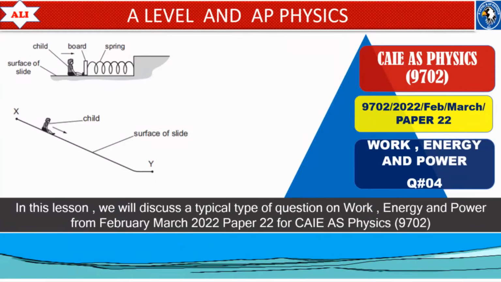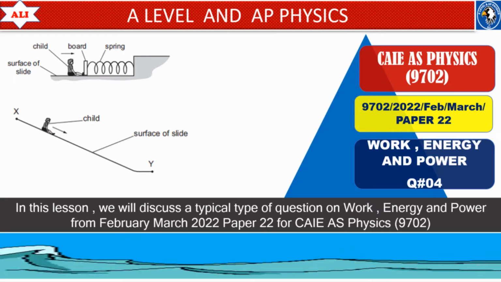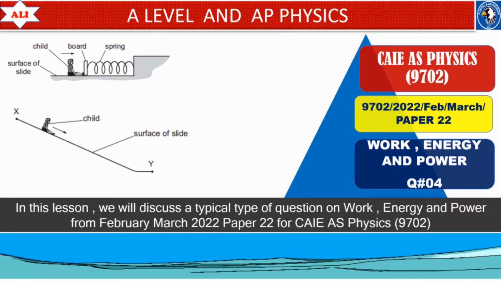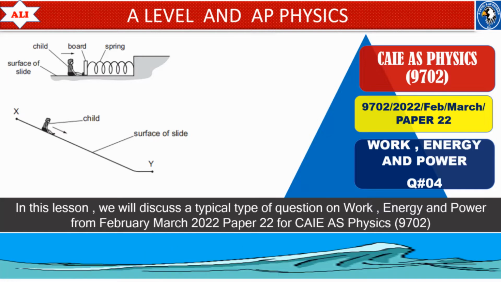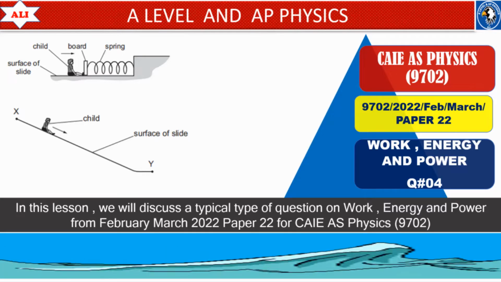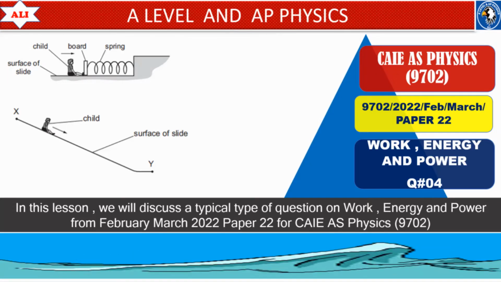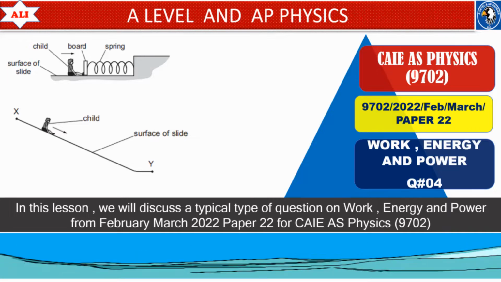In today's lesson, we will discuss one very important past paper question on work, energy and power. This question is from March 2022, paper 2, variant 2. In this question, we will discuss some key concepts about work, energy and power. Those concepts are very important to understand this topic properly and to answer past paper questions.